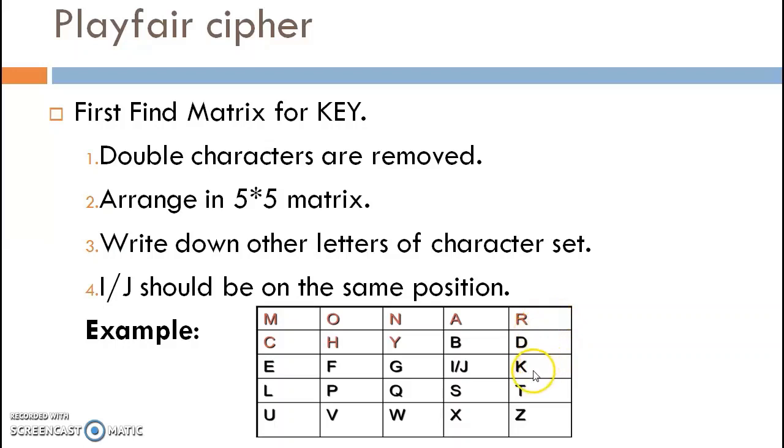First of all, we write the key letters after removing the duplicate letters, and then write down the other letters of the character set in the 5 by 5 matrix, remembering that I and J should be in the same position. In this way, we arrange the characters and form the 5 by 5 key matrix. Here one example is given. Here the key equals MONARCHY.